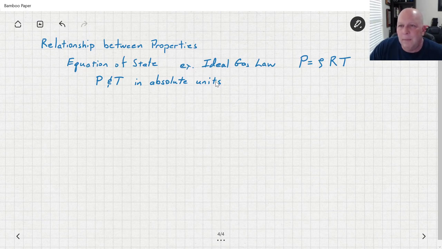R, I mentioned, is the specific gas constant. There is a universal gas constant. To get R, you divide the universal gas constant by the molecular weight of the gas.